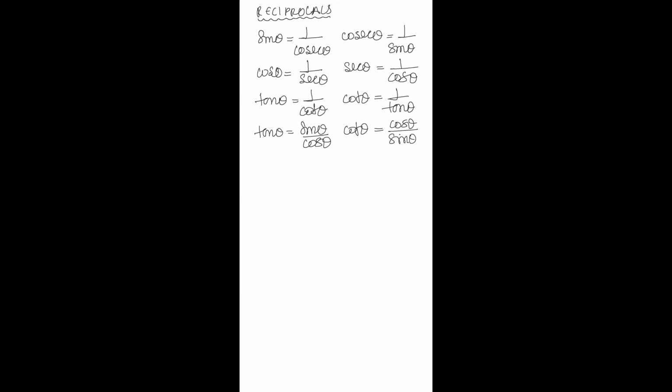So let us once again take a recap of it. Sine theta is equal to 1 upon cosec theta. Cosec theta is equal to 1 upon sine theta. Cos theta is equal to 1 upon sec theta. Sec theta is equal to 1 upon cos theta. Even you might repeat it in your head wherever you are sitting. Also keep repeating it. Tan theta is equal to 1 upon cot theta. Cot theta is equal to 1 upon tan theta. Tan theta is equal to sine theta upon cos theta. And cot theta is equal to cos theta upon sine theta. Yes, Shrey, you're right. Okay, let us proceed further.